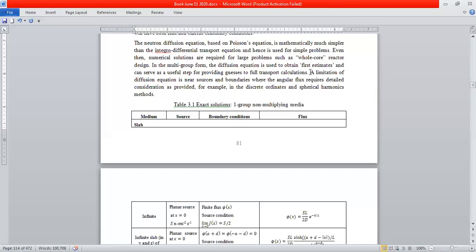So let's look at the limitation of the diffusion equation. First of all, it's not good near sources or boundaries. Why? Because things could change rapidly, so we've got to look at the angular flux. Now, the angular flux requires a detailed consideration. So what you need to do is not stick to the diffusion equation. You've got to go to the transport equation. Now, the transport equation is a higher level of complexity.